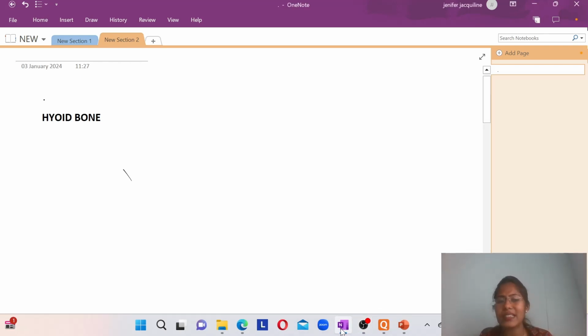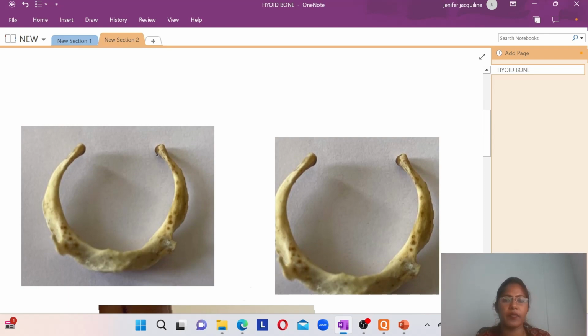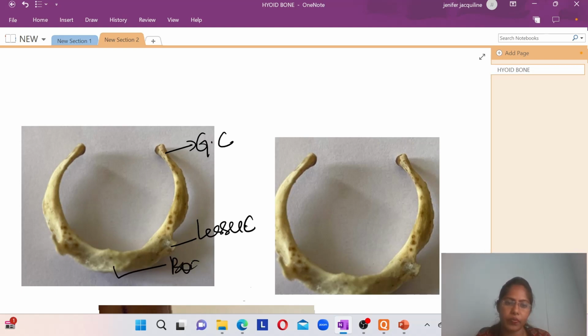Let us see a little bit of anatomy. The hyoid bone is U-shaped. It's present in the front of the neck at the level of the C3 vertebra. Right, and next let us see the parts. For us, the parts of the hyoid bone are very important. So this one is the greater cornua, lesser cornua, and the body. Right, there are three parts.